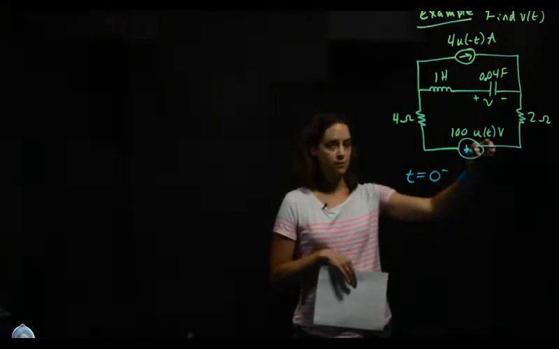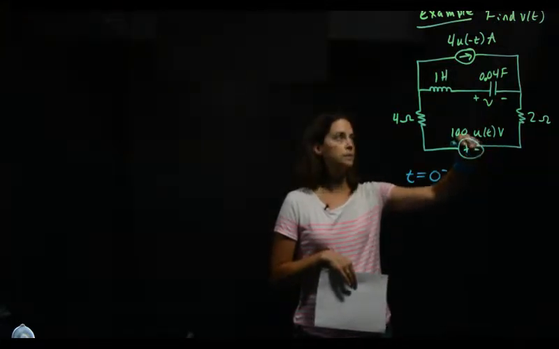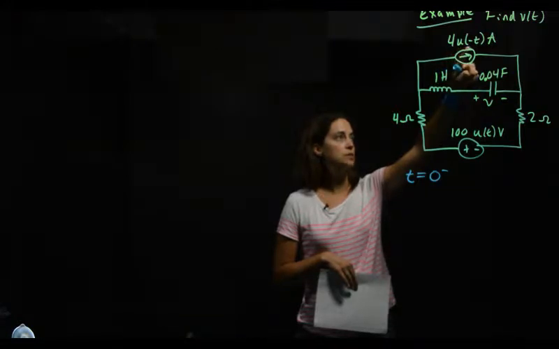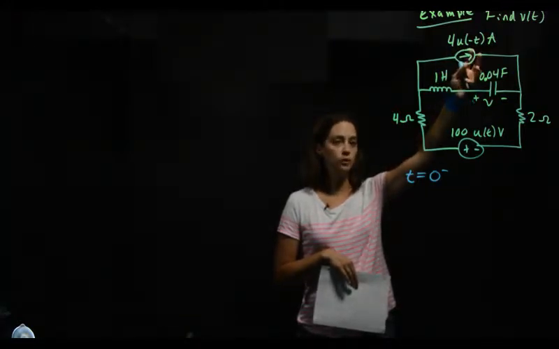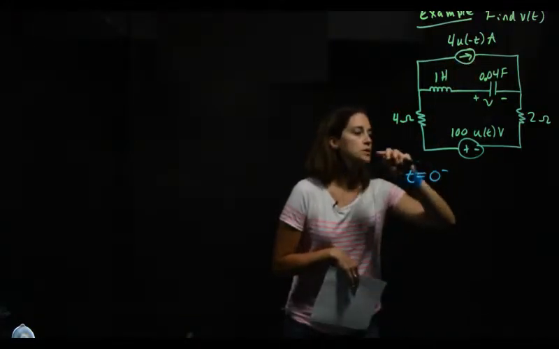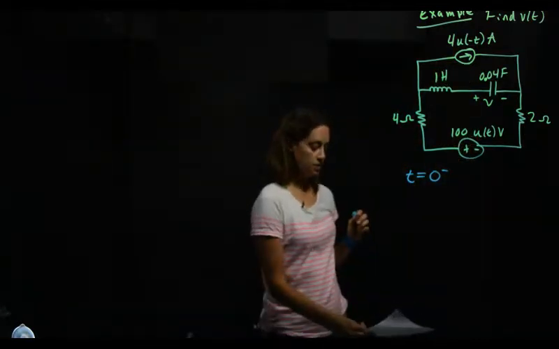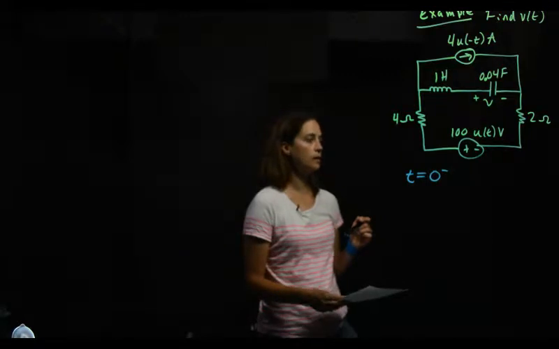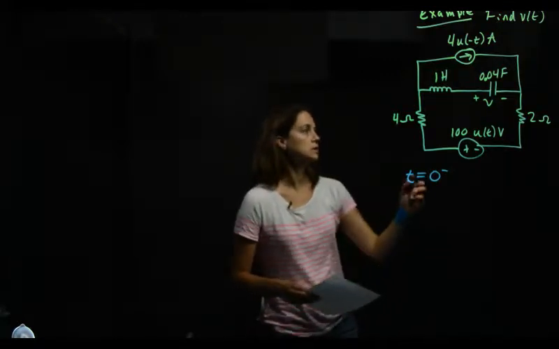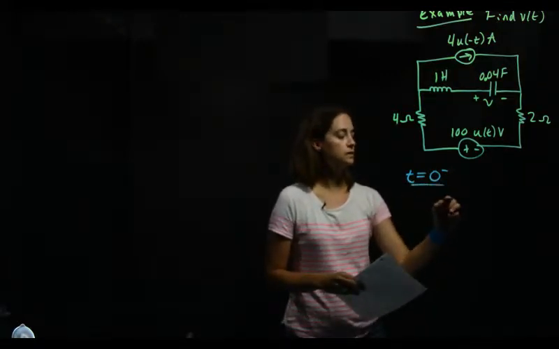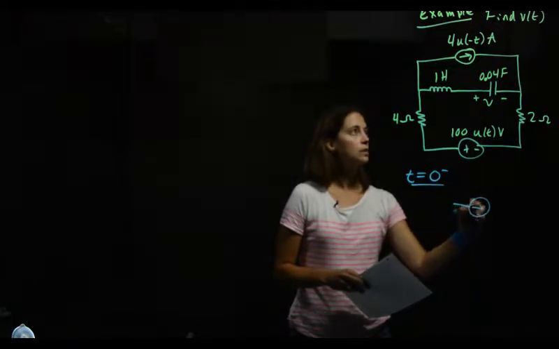So that's going to be 0 for t less than 0. And for u of minus t, that's going to be 4 for t less than 0. So this is 0, meaning it's shorted out, and we have just that one there. So what do we have? Let's draw it. We have 4 amps.